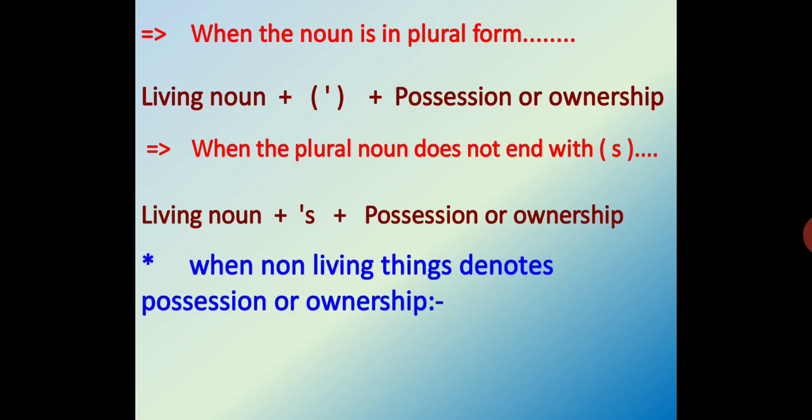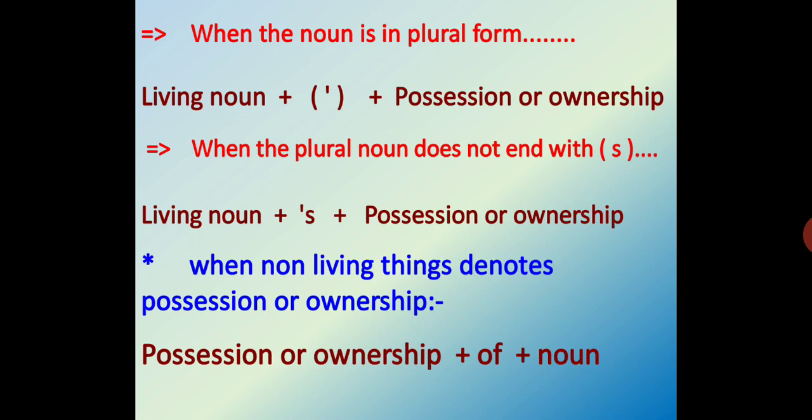Now we are moving on to the non-living thing. When non-living things denote possession or ownership, then what can we do? Let's see. Possession or ownership plus of plus noun. In these cases, we write first the possession, the thing we possess by the noun, at the first place. Then we add of and then write the noun.